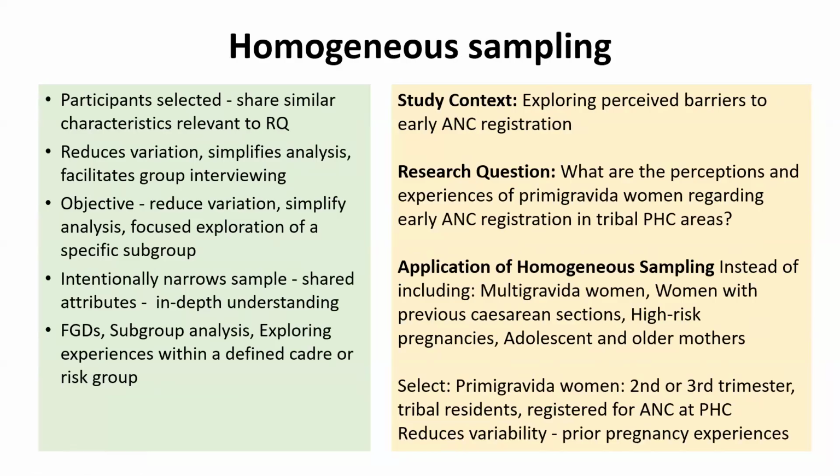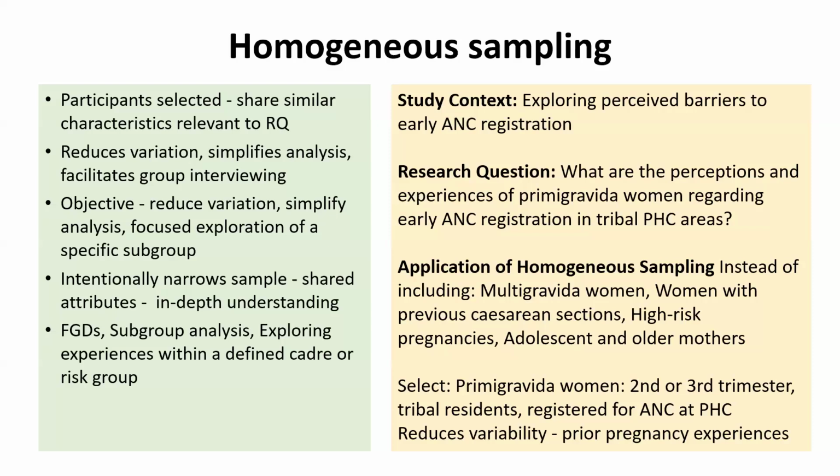The next one is homogeneous sampling. Now this is opposite. What is homogeneous sampling? You want to purposefully select individuals who share similar characteristics. So you want to reduce variation. This will simplify analysis, and especially when you want to do group interviews or a focus group discussion, you will go in for homogeneous sampling. So this reduces variation and it gives you a group which is similar with regards to important characteristics.